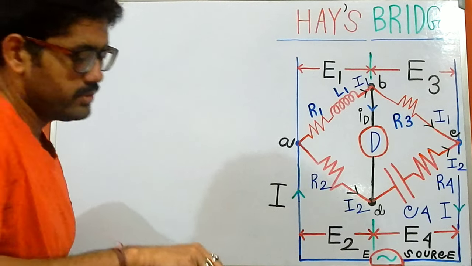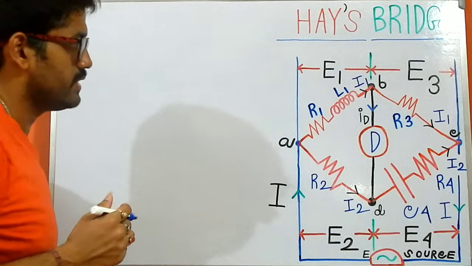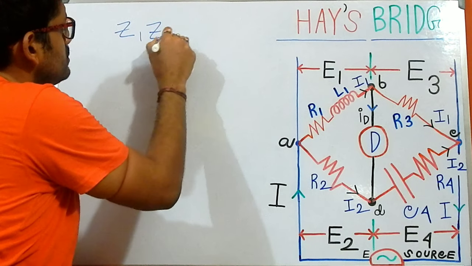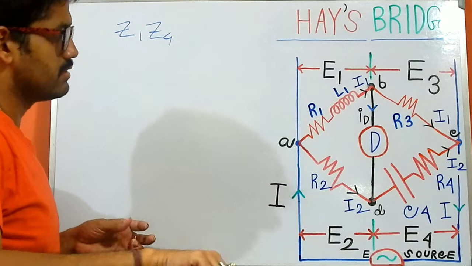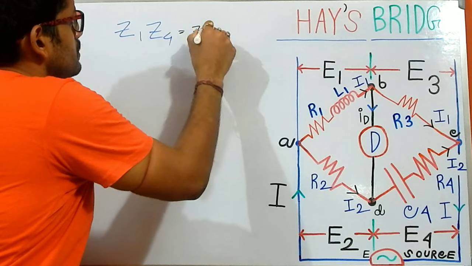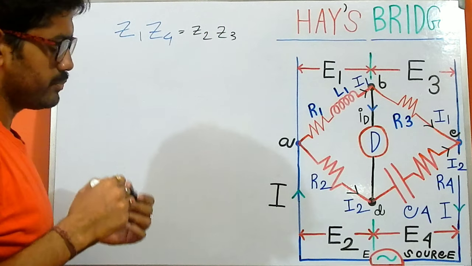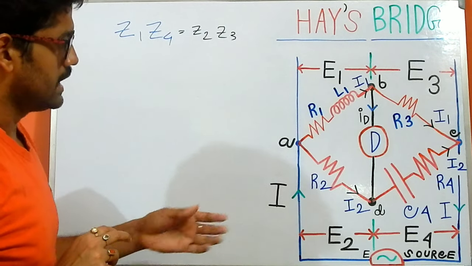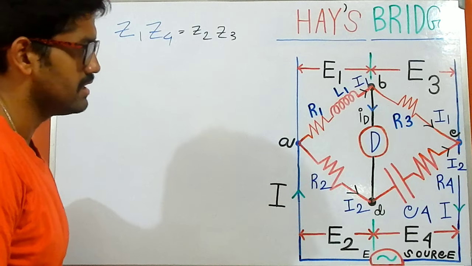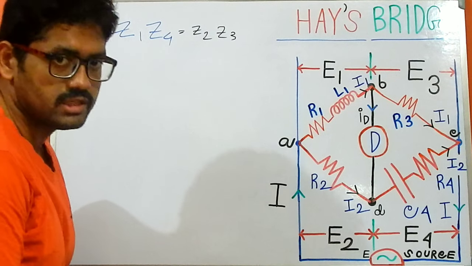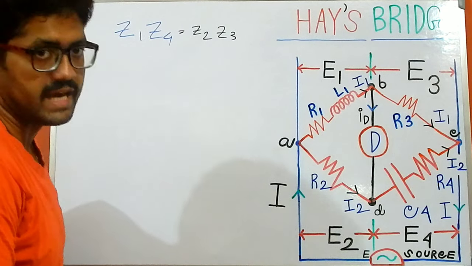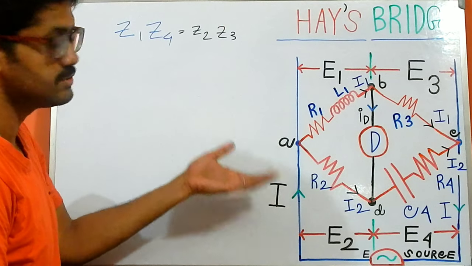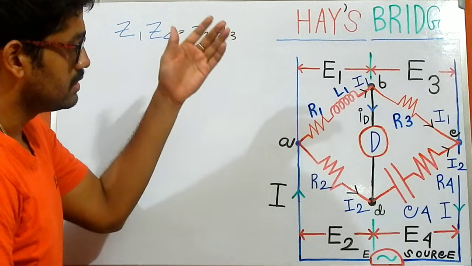So without wasting any time, at balanced condition, what is the basic universal equation that is very, very important over here, which is Z1 Z4 equals Z2 Z3. And just like my previous classes, the unknown arm is R1 and L1. R2 and R3 are resistances, and R4 is a resistance, especially a non-inductive resistance, as you can see that not a single inductor is there, it is purely resistive in nature.